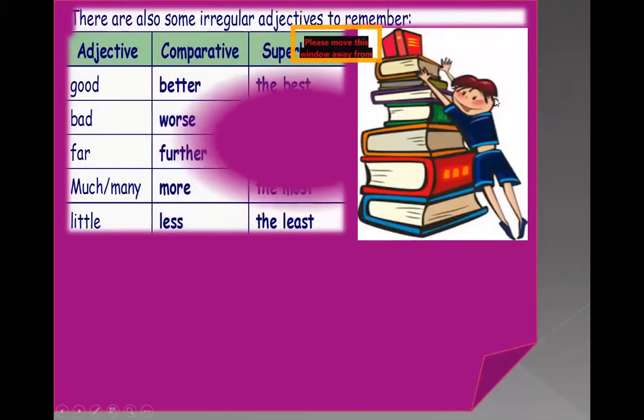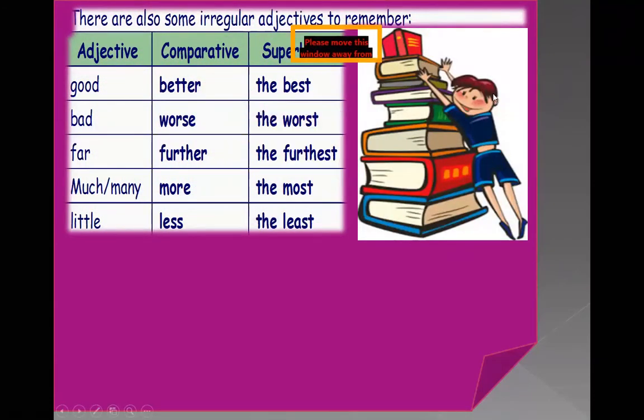Then we have some irregular adjectives. Good: the comparative form of good is better, and the superlative is the best. Bad: the comparative form of bad is worse, and the superlative is the worst. Far: the comparative is further or farther, it can be with u or a, and the superlative is furthest.